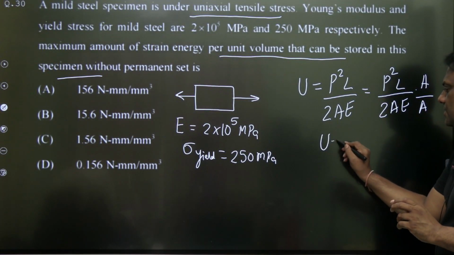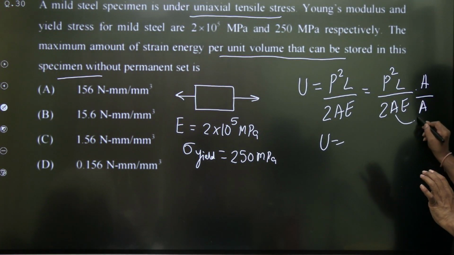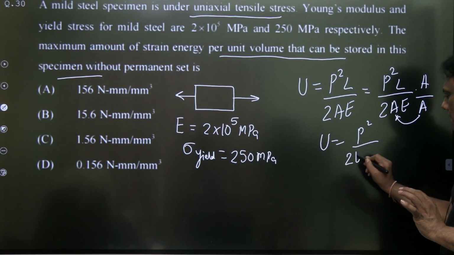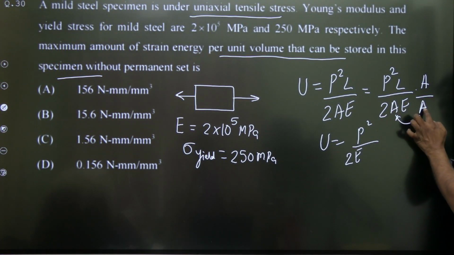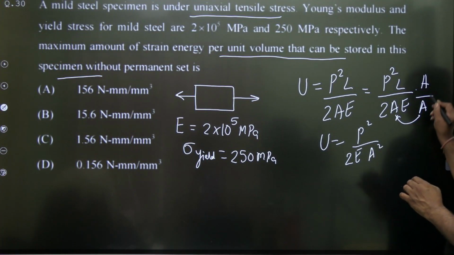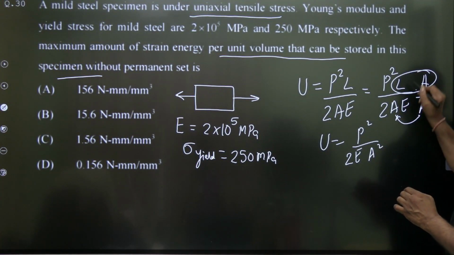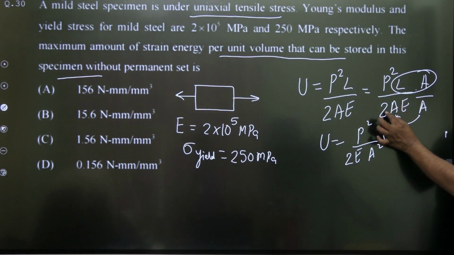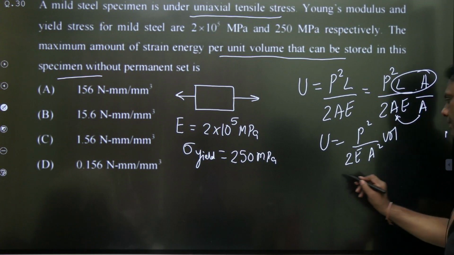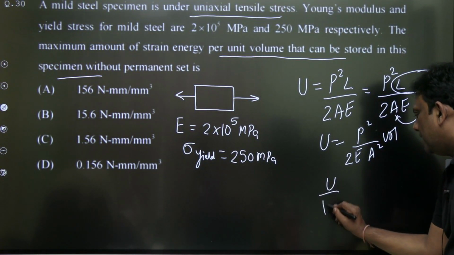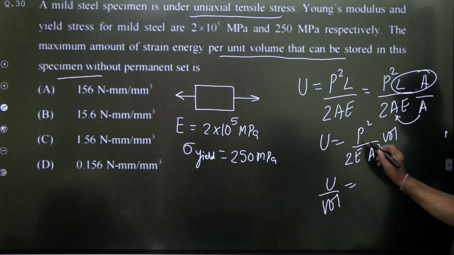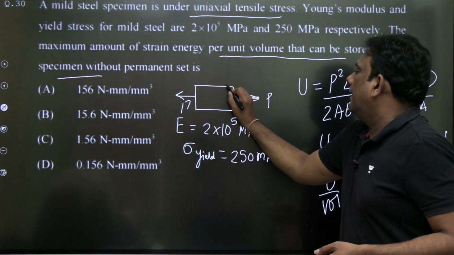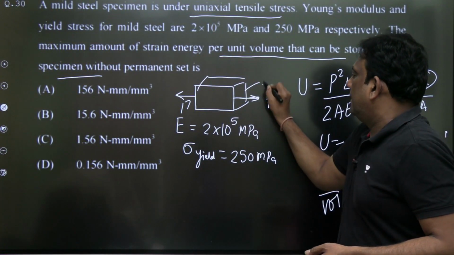So the strain energy is given by, look very carefully, A into A is A square. So P square by 2E, A into A is A square, and area into length is volume. Let me repeat, P square, AL is volume, 2, A into A is A square. Okay, now strain energy per unit volume, you bring volume to this side. What is P by A? This P by area is stress.